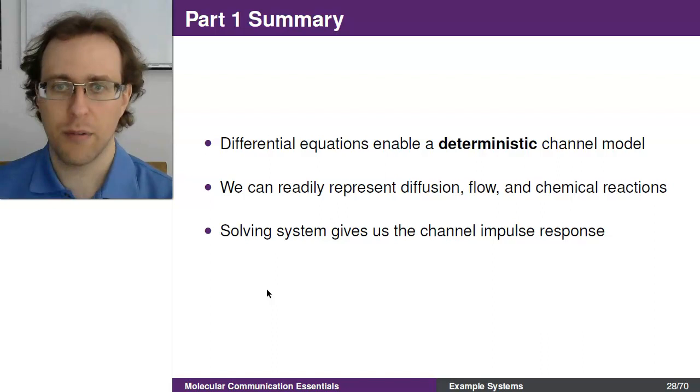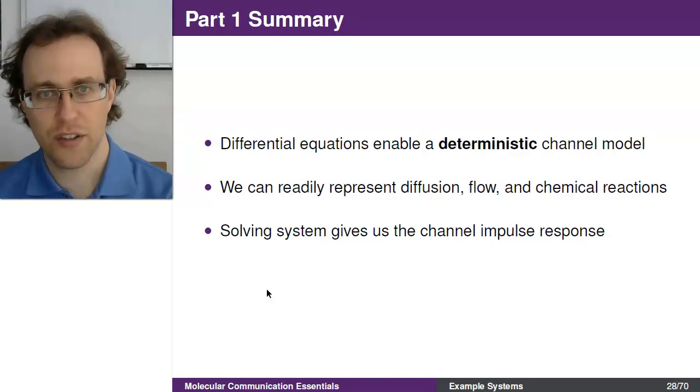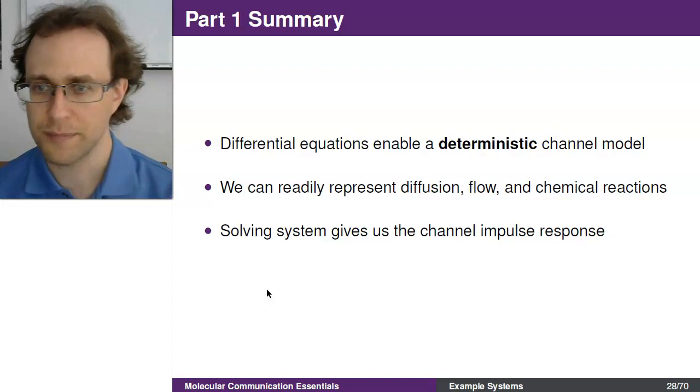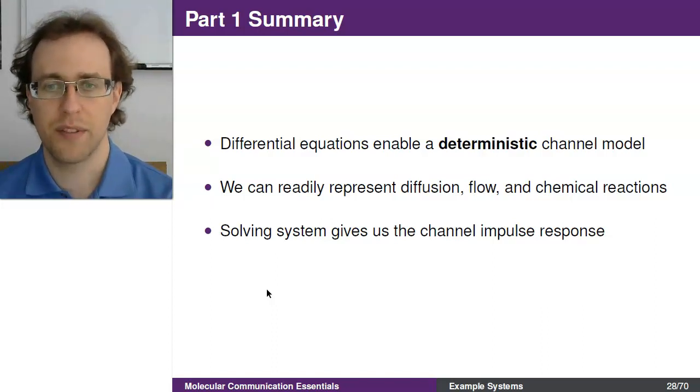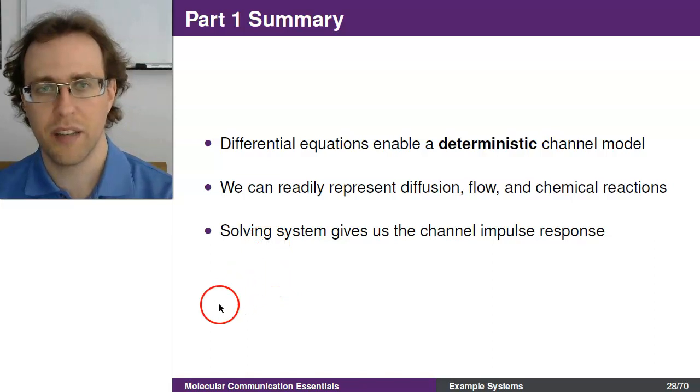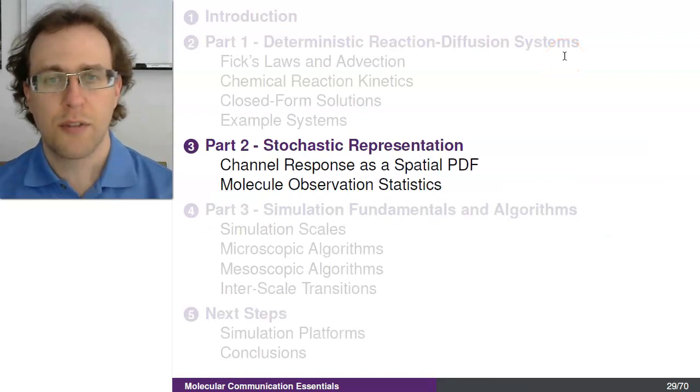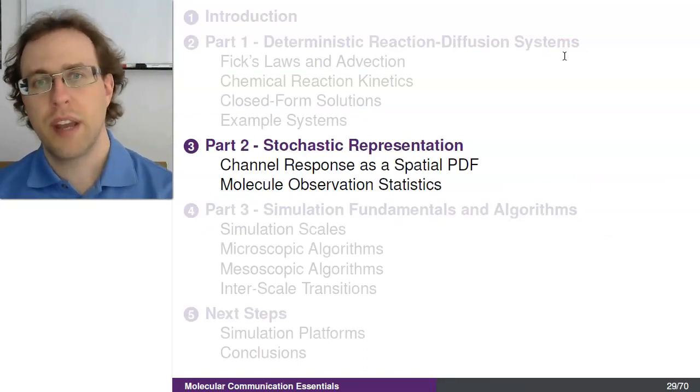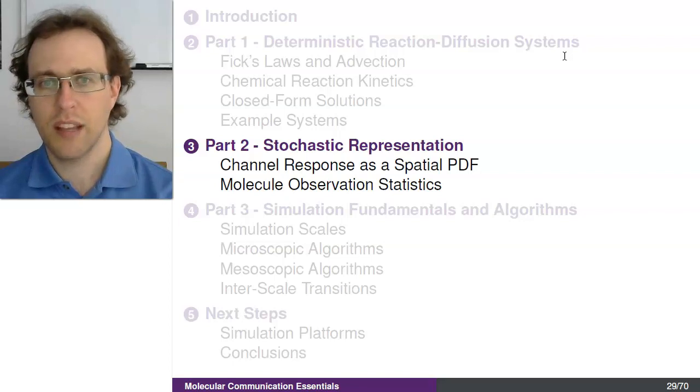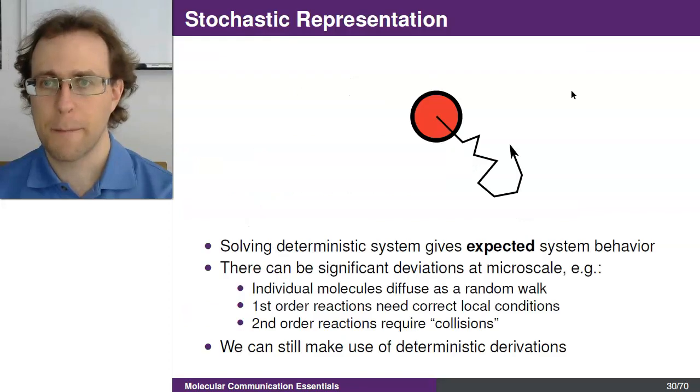So we've seen how differential equations enable a deterministic channel model. We've seen how we can readily represent diffusion, flow, and different orders of chemical reactions. And we saw some examples of solving the system to give us the channel impulse response. So for part 2 of this talk, we're going to transition now to a stochastic representation. This part of the talk is shorter than part 1, but I think it's quite important because it provides the transition we need to start talking about simulations.